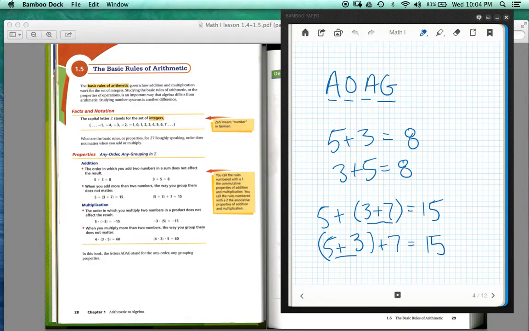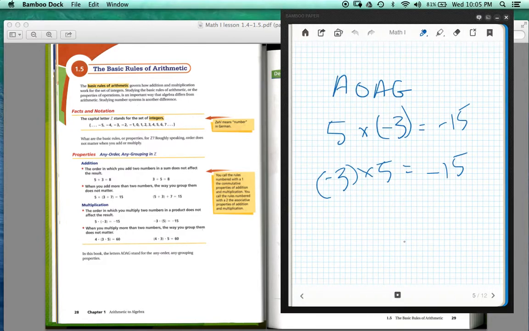You may have seen this before: any order, any grouping. It's a way that you can say that if you have two numbers, 5 plus 3, that's equal to 8. The same thing is true: 3 plus 5 is equal to 8. It doesn't matter which order you write them in, they're going to give you the same answer. Another way is, normally we're thinking parentheses first: 3 plus 7 plus 5 is 15. Well, the same is true if you move these parentheses, you have 5 plus 3 plus 7. You're still going to end up with 15.